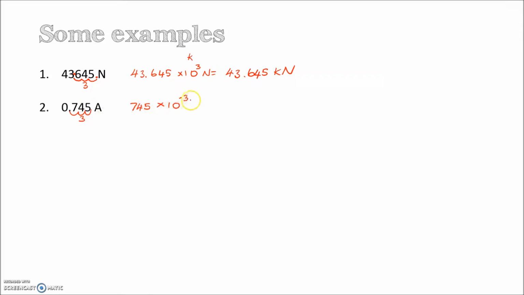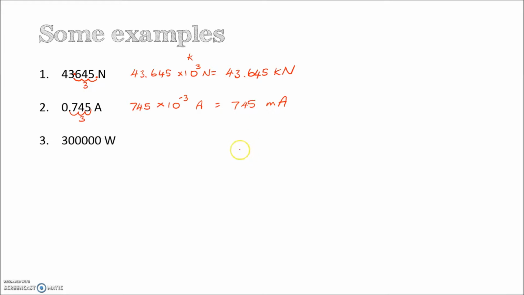are equal. So we multiply it by times 10 to the minus 3, and that is still amps because we've got this number here. If we want to write it as milliamps, we drop the times 10 to the minus 3 part, and we write 745 milliamps.